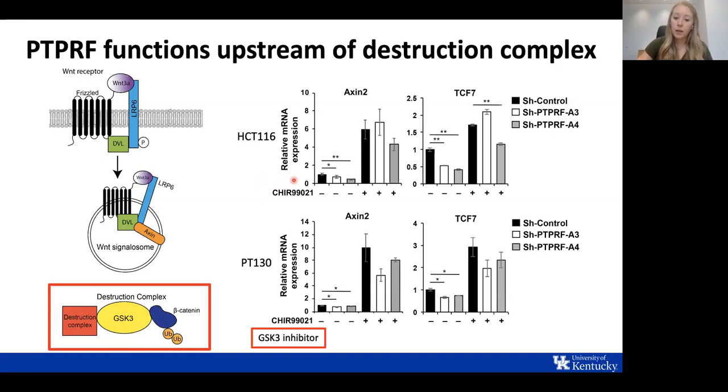And so using qPCR, we see that the PTPRF knockdown decreases Wnt target genes in both HCT and PT130 cell lines. Addition of that GSK3 inhibitor activates Wnt, but also activates the PTPRF knockdown cells to the same degree, therefore suggesting that PTPRF functions upstream of the destruction complex because it was able to be rescued by that inhibitor, which makes sense because PTPRF is a membrane PTP.